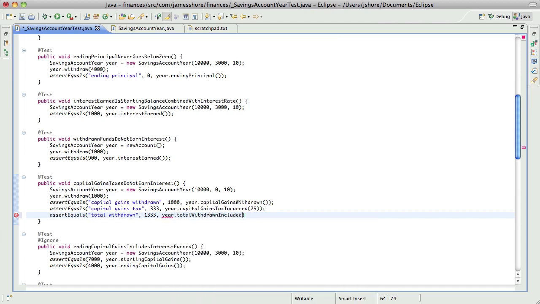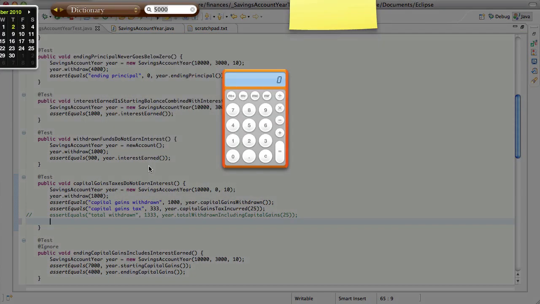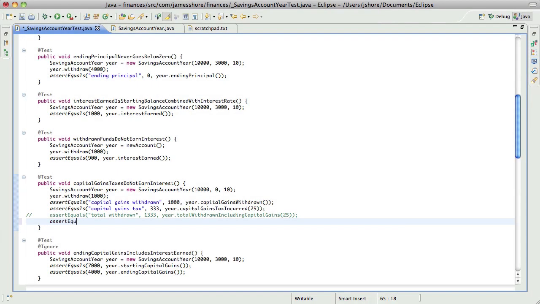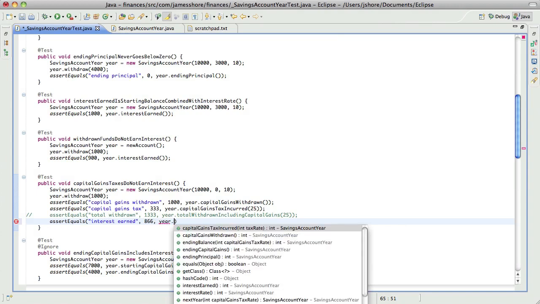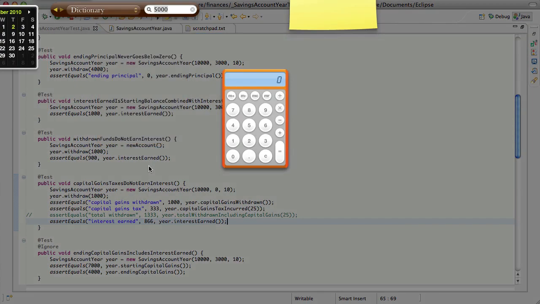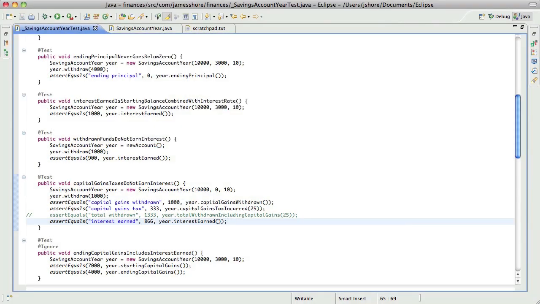Total withdrawn means that we don't have a method for that. I'm just trying to figure this out as I go, which means that our interest, so we calculate the base of 8,667 at a rate of 10%, or 866. Interest earned is going to be, what did I say, 866? Let's do that calculation. So 10,000 minus 1,333 times 10% is 866. Yeah, our interest earned calculation is not including that.